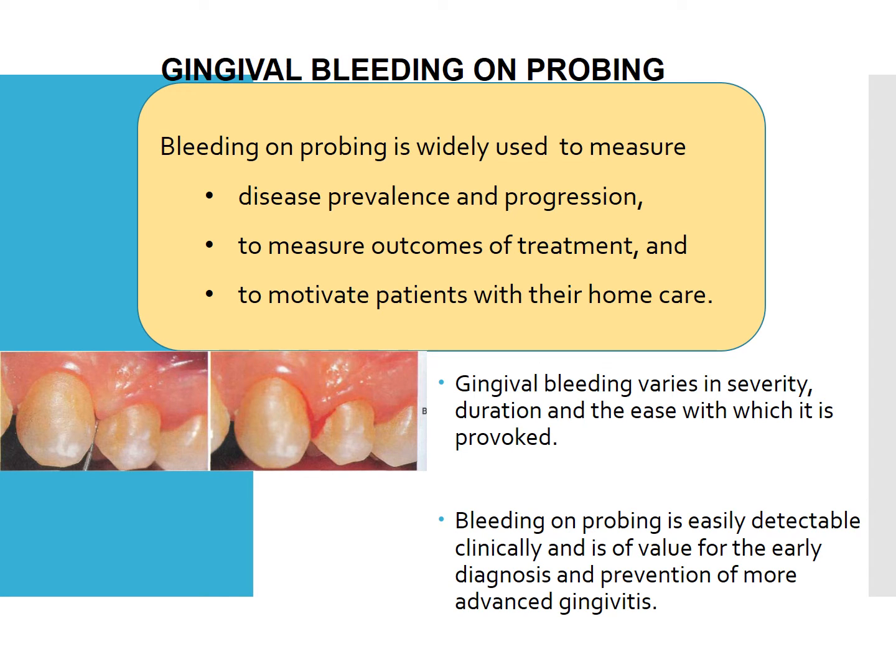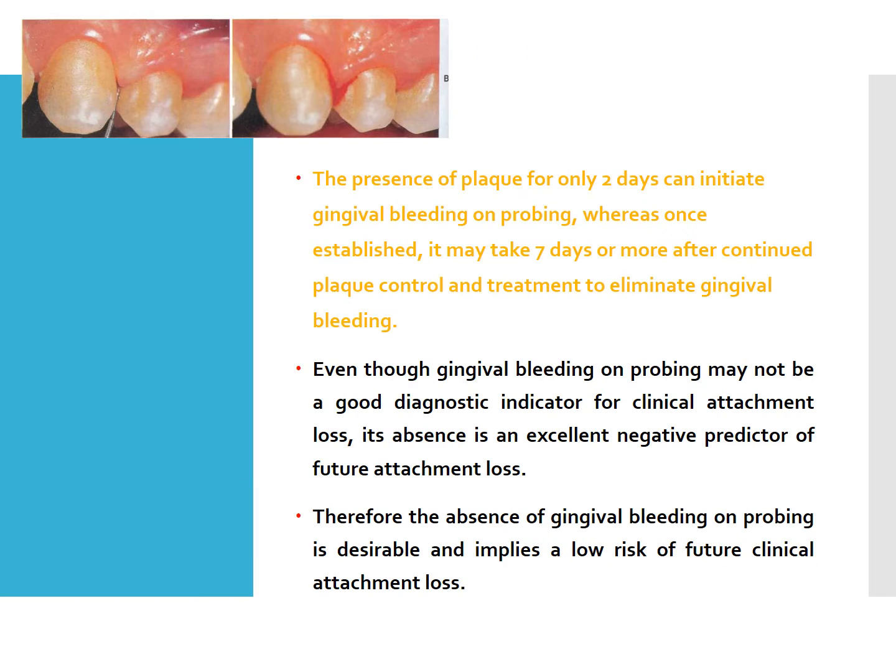It is widely used to measure disease prevalence and progression, to measure outcomes of treatment, and to motivate patients with their home care. Bleeding on probing varies in severity, duration, and ease with which it is provoked, and is also related to the severity of inflammation. This can easily be detected by a periodontal probe, and this helps in the early diagnosis and prevention of more advanced gingivitis. Even the presence of plaque for only 2 days can initiate bleeding on probing, whereas once it is established, it needs more advanced, continued plaque control treatment to eliminate the gingival bleeding.